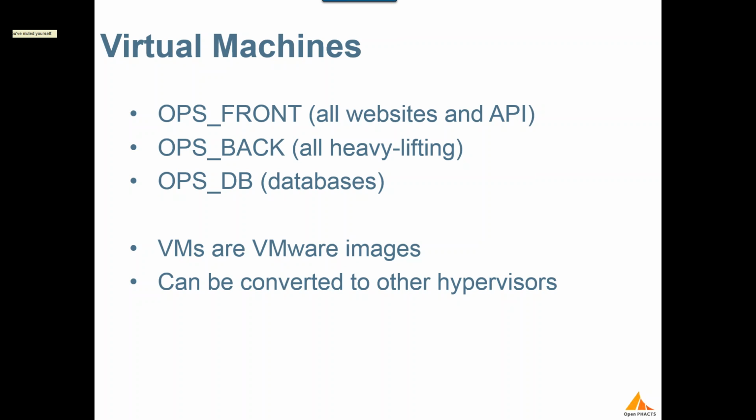So we've shipped 3 virtual machines with pre-installed versions of all the components that comprise CVSP. Those are a front-end machine where all the websites are residing, including the API website, a back-end machine for all heavy lifting and processing, and a database machine. Those images are VMware images, but that doesn't bind them to the VMware hypervisor, because they're just disk images and can be converted between different hypervisors pretty easily.